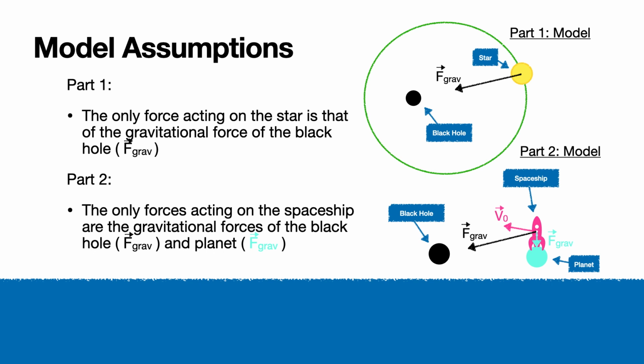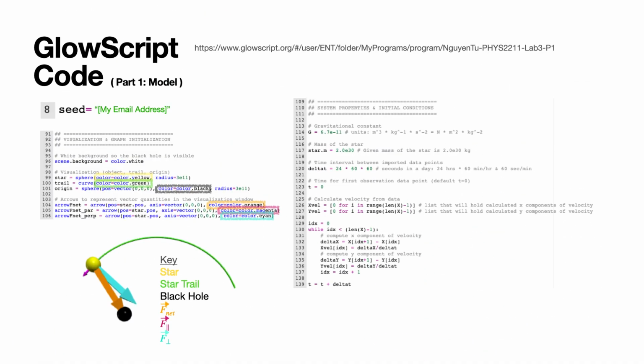In part 2, the assumption is that the only forces acting on the spaceship are the gravitational forces of the black hole and the planet. Shown here is the GlowScript VPython code for part 1 of this lab. On the left, boxed in their respective color, is the code that determines the colors of the items listed in the model key. On the right is the code for the initial conditions mentioned earlier.